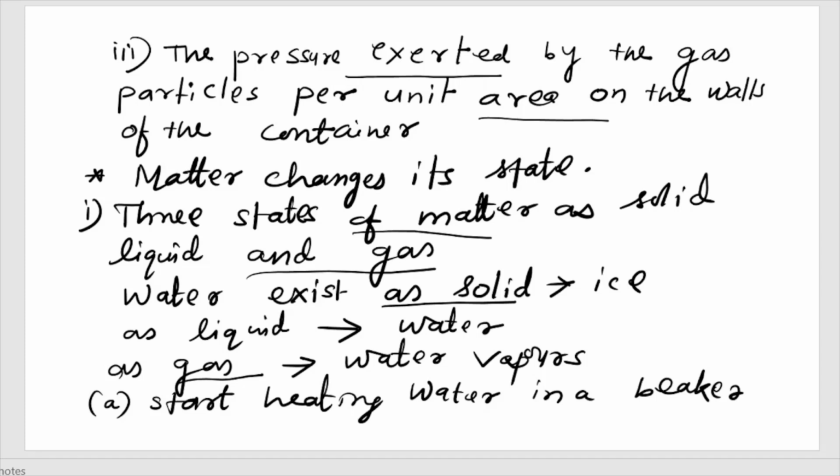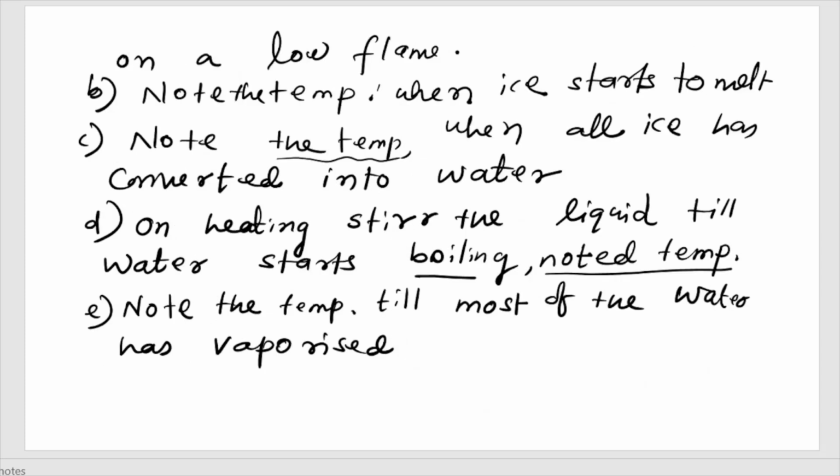Pressure is the force exerted per unit area on the walls of the container. और मैटर स्टेट चेंज करता है, जो सॉलिड है वो हीट करने से लिक्विड में चेंज होता है, जो लिक्विड है वो हीट करने से गैस में चेंज होता है। टेम्परेचर और प्रेशर की कंडीशन चेंज करने से स्टेट्स ऑफ मैटर चेंज होता है। सपोज हम आइस को बीकर में हीट करें, पहले टेम्परेचर नोट करें। जब मेल्टिंग स्टार्ट होती है, व्हाट इज द टेम्परेचर, और जब पूरा आइस मेल्ट हो जाता है उसका टेम्परेचर नोट करें। दोनों में क्या फ़र्क है?